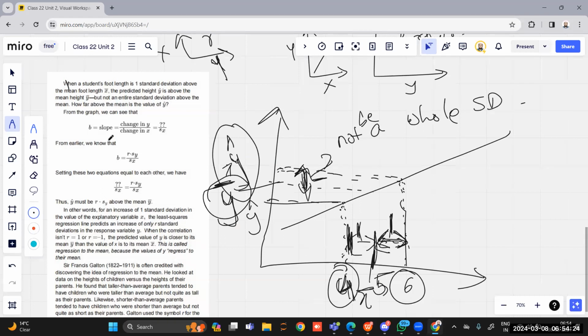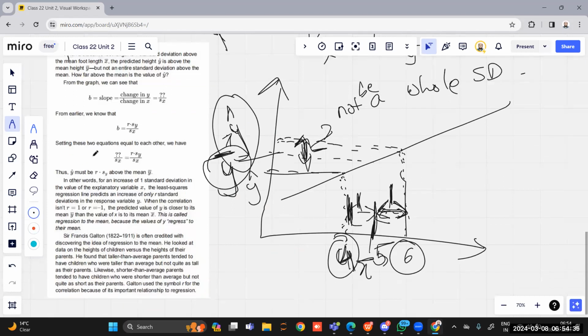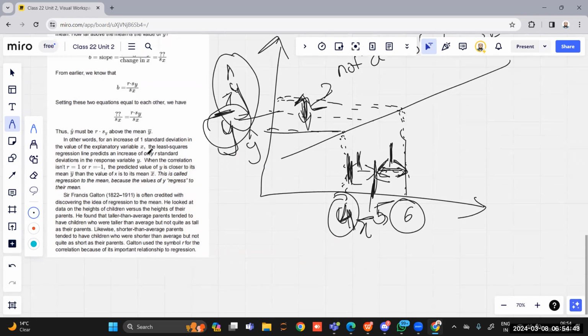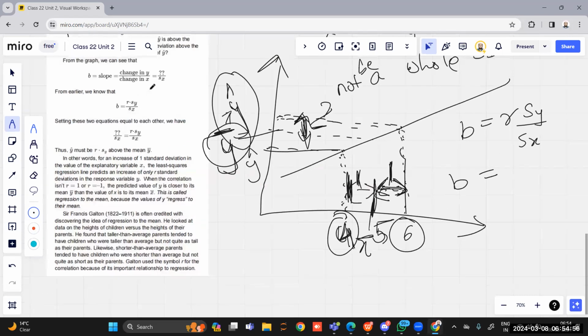From the graph, we can see that b equals the slope. So what we need to calculate is change in y upon change in x. Earlier, we know that b equals this. Now, setting these two equations equal to each other, they have compared b equals r into sy upon sx with the slope for this graph.